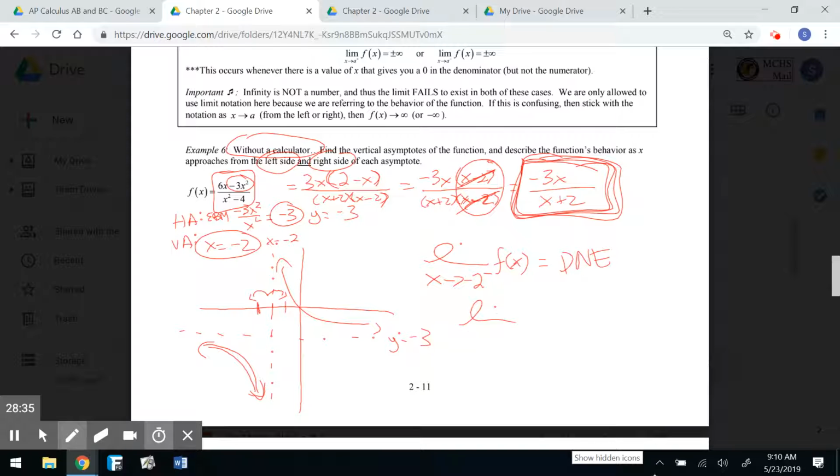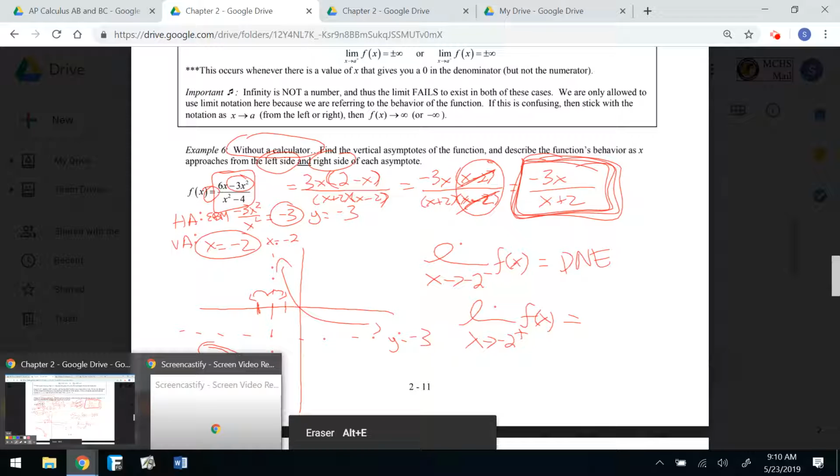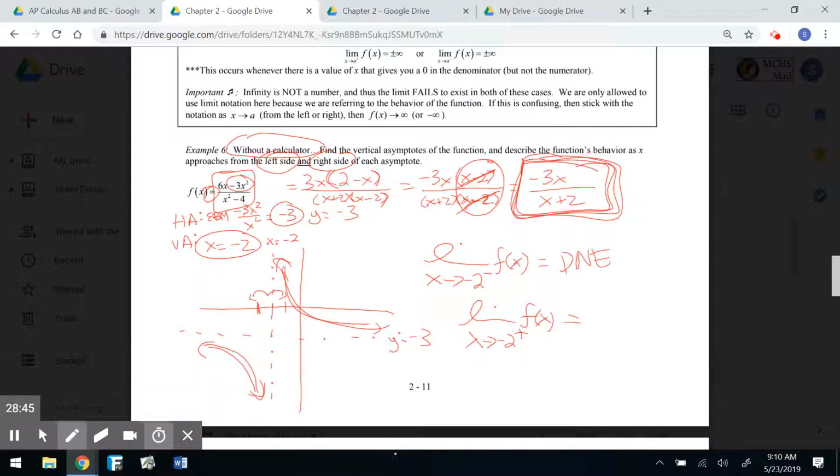Now let's look as we approach -2 from the right-hand side. Once again, let's just put f of x, because I'm allowed to, since they are equal to each other. And same thing, even though from the right-hand side it goes to positive infinity, let's just write DNE. That's a good blanket statement, that's the better answer. And why do we say it's DNE? Well, it grows without bound.